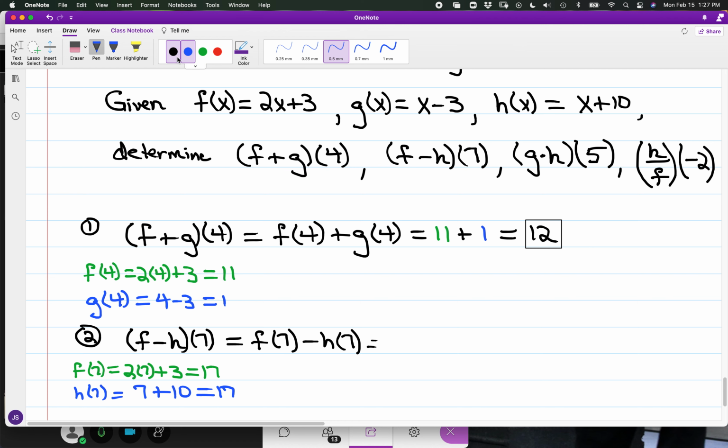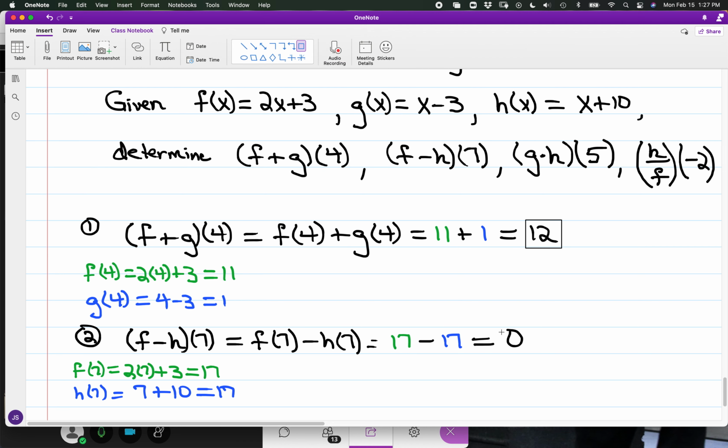So for f minus h of 7, we have f of 7. F of 7 is 17. We got subtraction. Now h of 7, also 17. And we have 17 minus itself, and this outcome becomes 0.